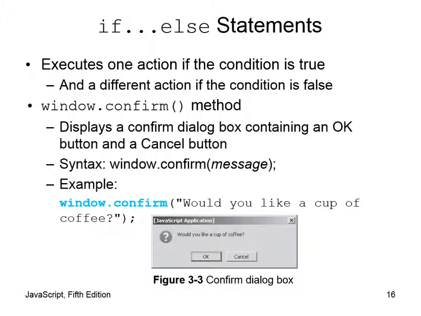The window.confirm method will display a confirmation box with an OK and a Cancel button. You say window.confirm with the message instead of window.alert. Alert only gives you the OK; you've accepted, you understood what was going on. Window.confirm gives you the option to cancel or accept it.